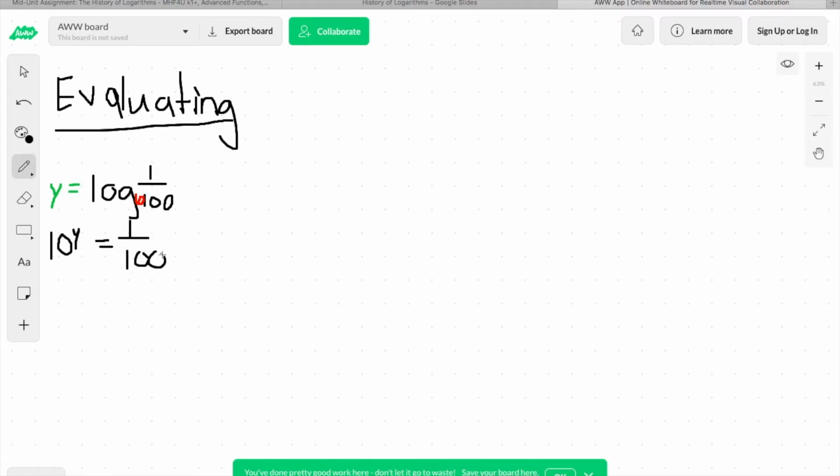Now, in order to solve for y, we need to make sure that both of the bases are the same. So 10 to the power of y equals 10 to the power of negative 2. Now that both of the bases are the same, we can get rid of the bases and just solve. So y equals negative 2.